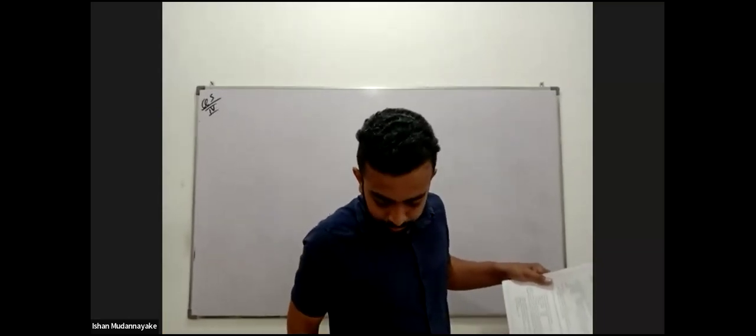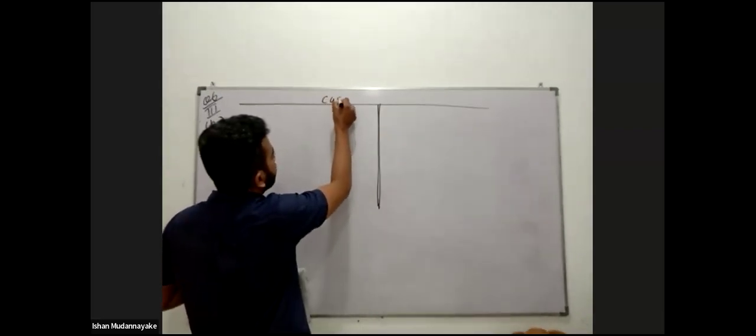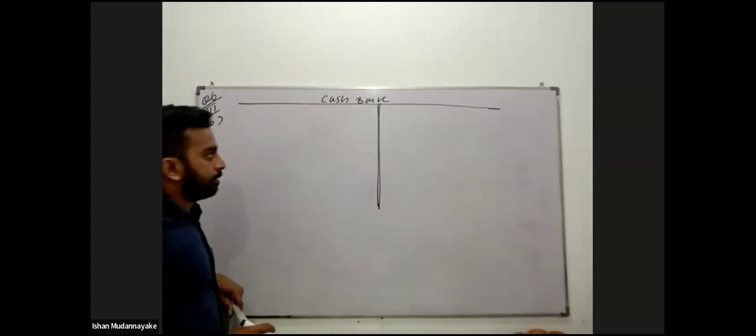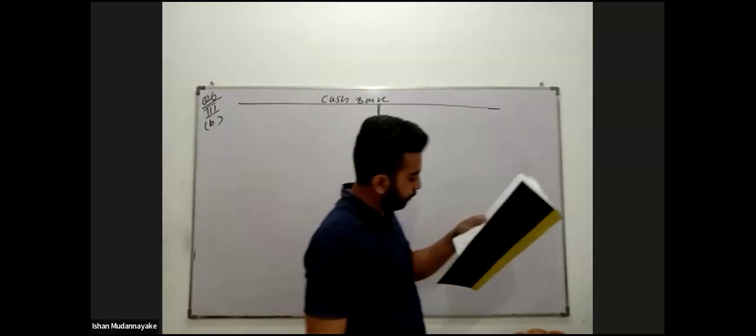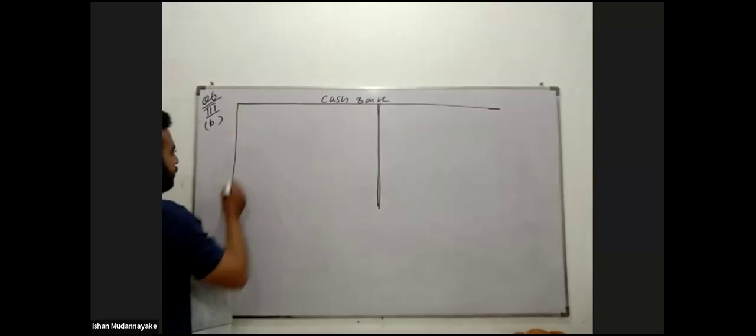Question number 6, row number 3, part B. Cash book. Draw the cash book. Students, cash book of Achinta's business. Debit side, credit side.